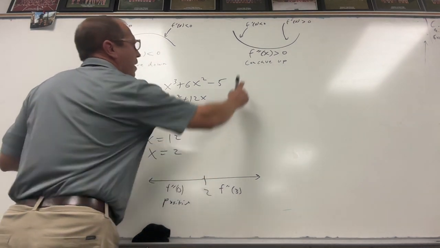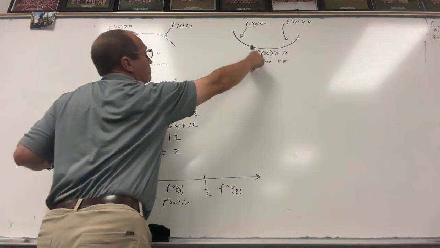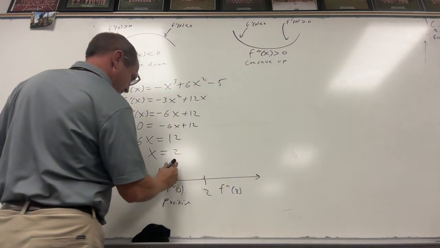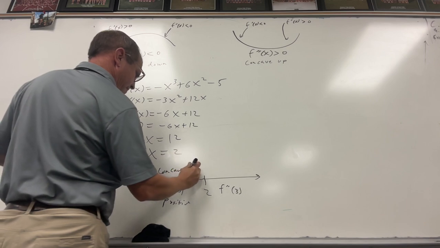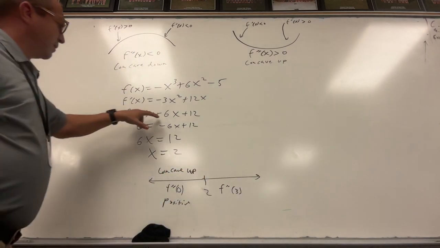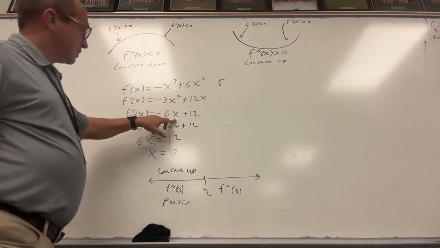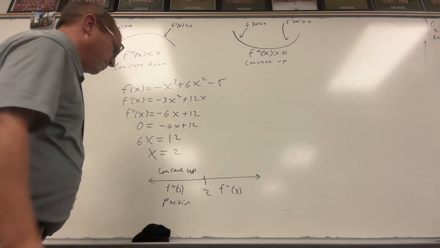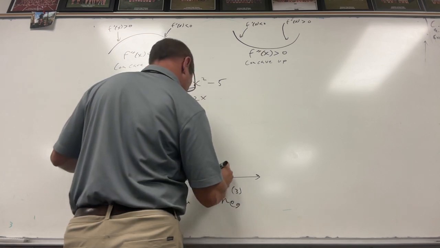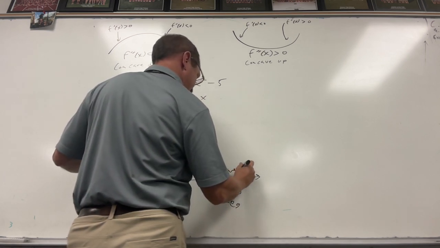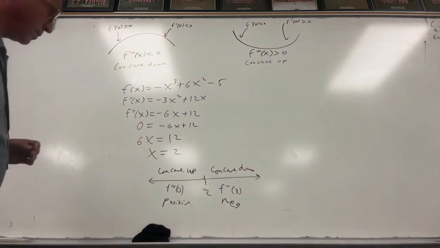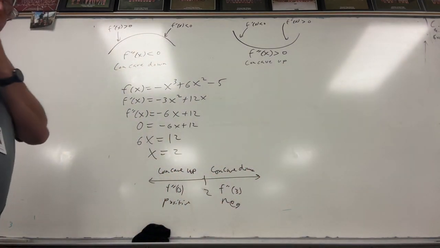So because it's positive, the second derivative is positive, we know we're in an interval that is concave up. Plug in the 3, negative 6 times 3 is negative 18. Negative. It's going to be negative. Down. So, we do have a point of inflection here.